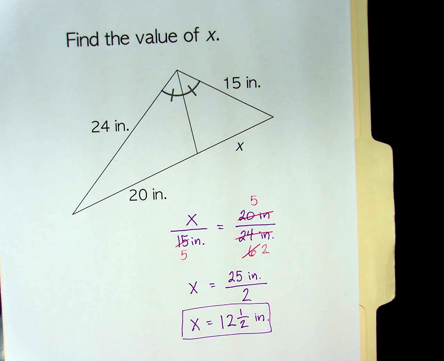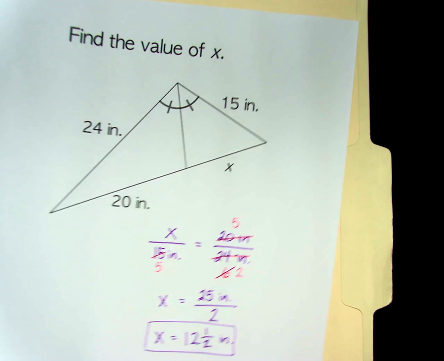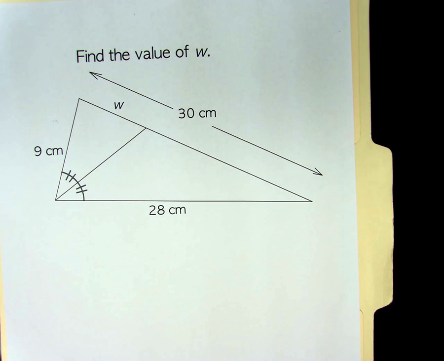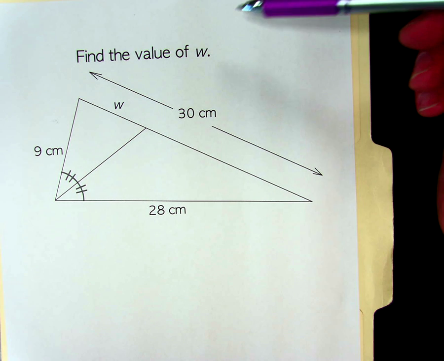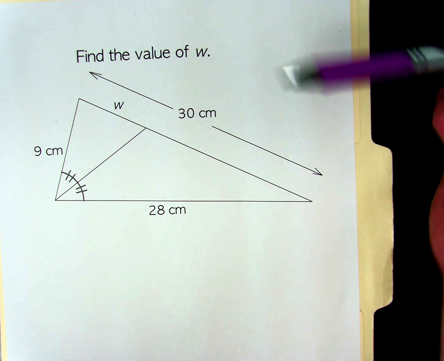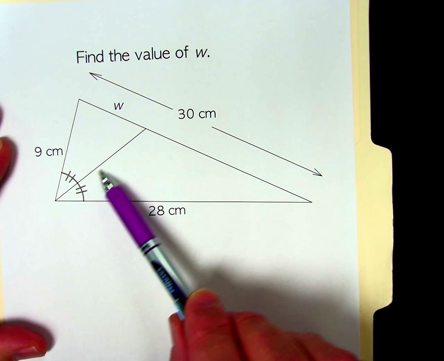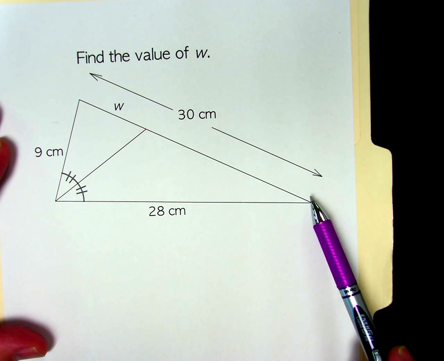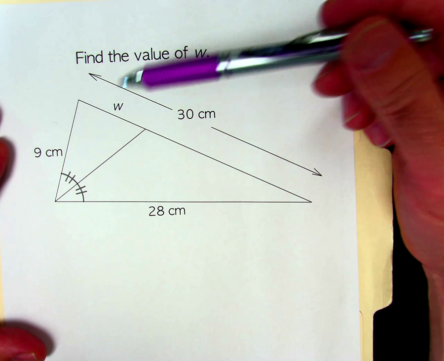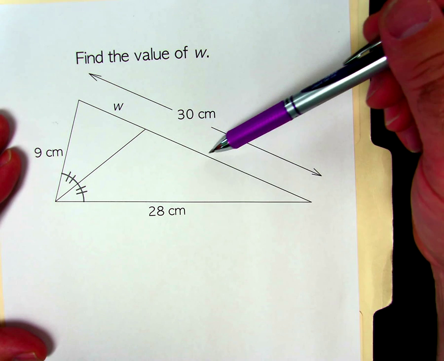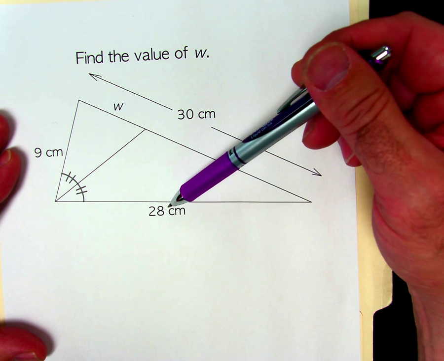Now, I also want to look at an example of that theorem that might be considered a little bit more complex, a little bit more difficult. So in this example, we want to find the value of W. So notice W is this distance. We do have the angle bisector of this triangle intersecting this side. So we know that the ratio of W to 9 centimeters equals the ratio of this distance to 28 centimeters.